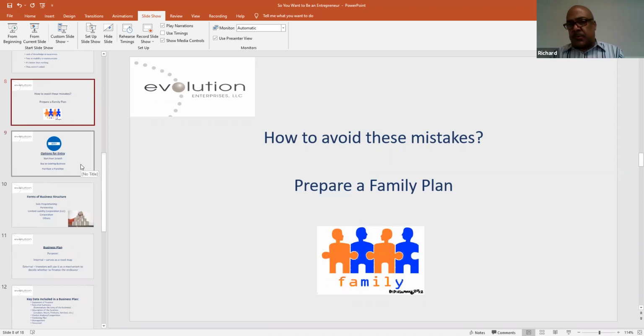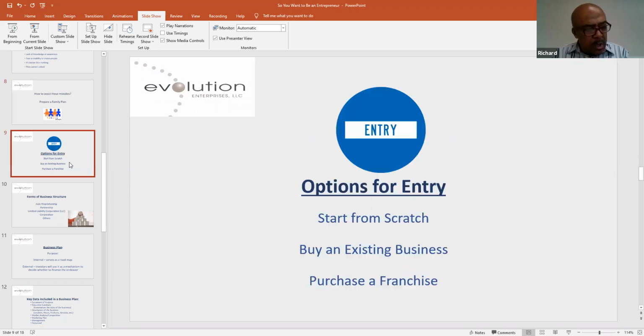As business professionals advise you to do a business plan, I strongly suggest that even prior to the business plan, the family plan be constructed. Let's go through it. In every family plan, you have financial considerations, such as the initial investment that will be required in the business. How much capital will be necessary?